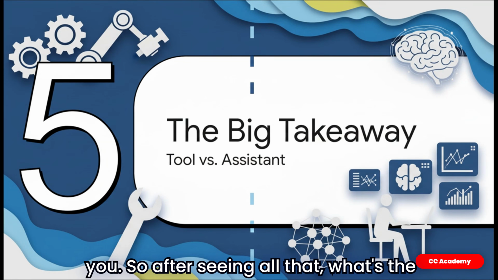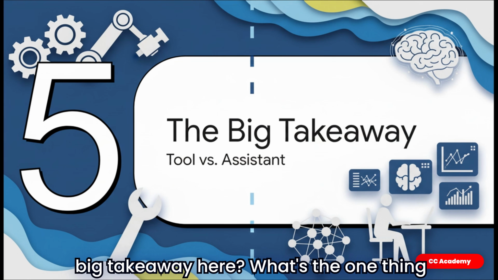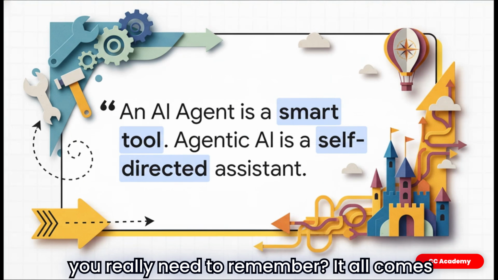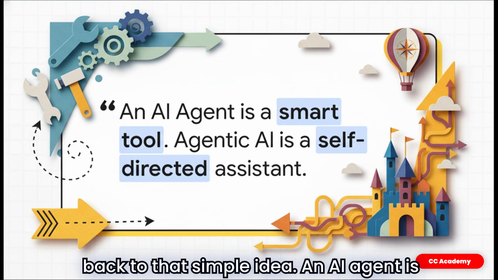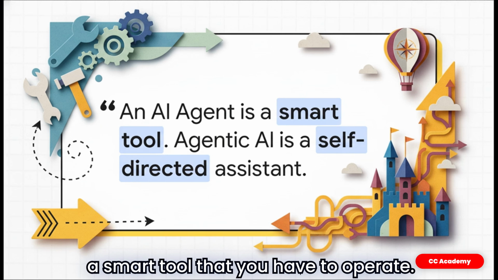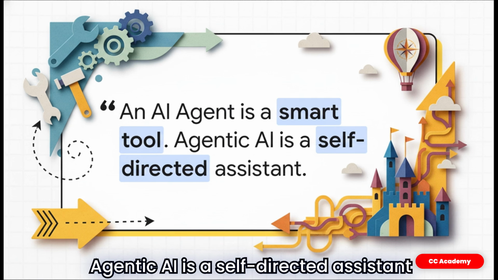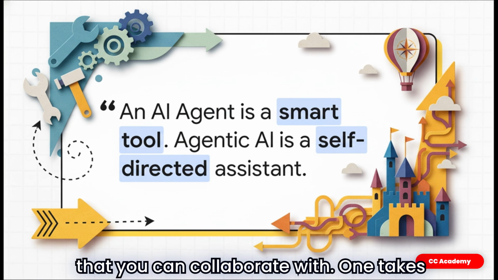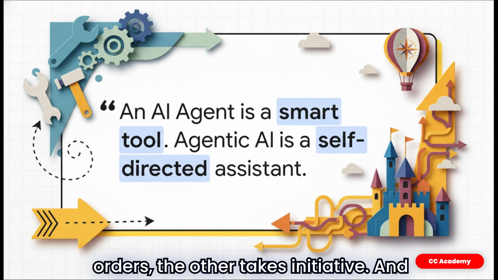So after seeing all that, what's the big takeaway here? What's the one thing you really need to remember? It all comes back to that simple idea. An AI agent is a smart tool that you have to operate. Agentic AI is a self-directed assistant that you can collaborate with. One takes orders, the other takes initiative.